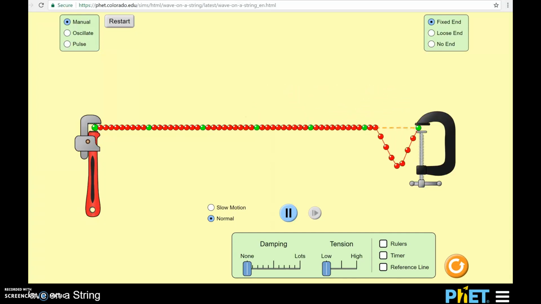We call this a fixed end. And both of those ends are fixed. What makes them fixed? The particles cannot move. They're not free to be moved around or displaced.